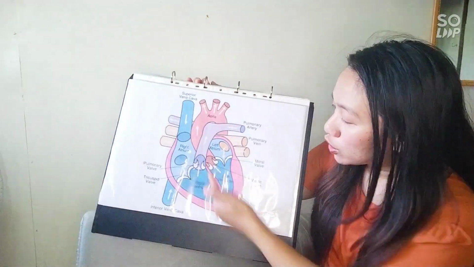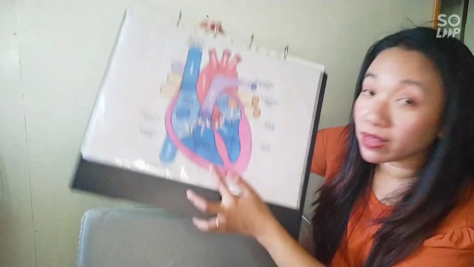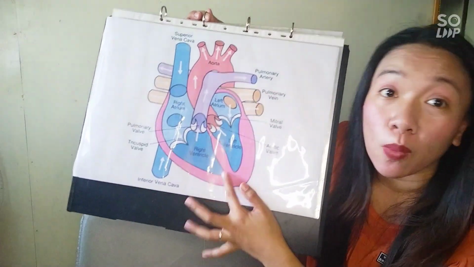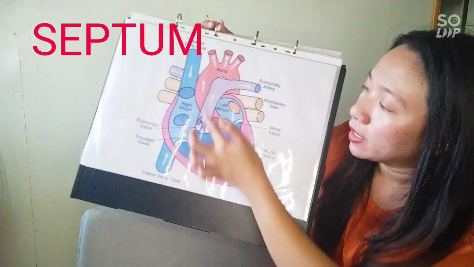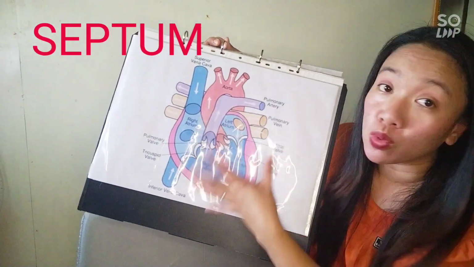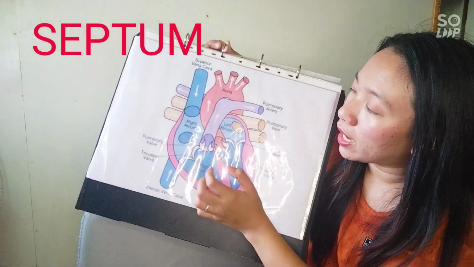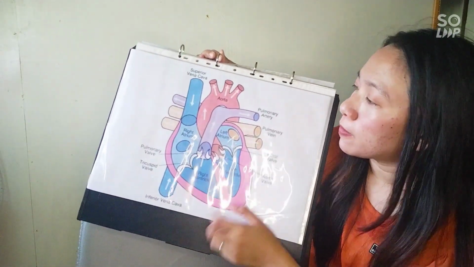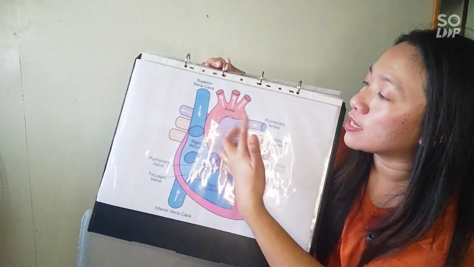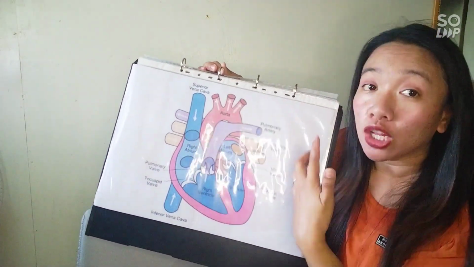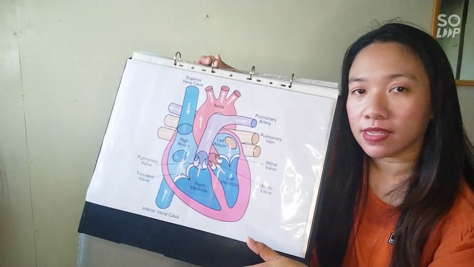Okay? Again? So, separated itong part na ito ng heart natin, tinatawag na septum. Okay? Ito yung separate between the two chambers, the receiving and the pumping chambers. At siyempre, mga blood vessels na, ito yung mga nagko-connect na to the rest of the blood vessels ng ating katawan.